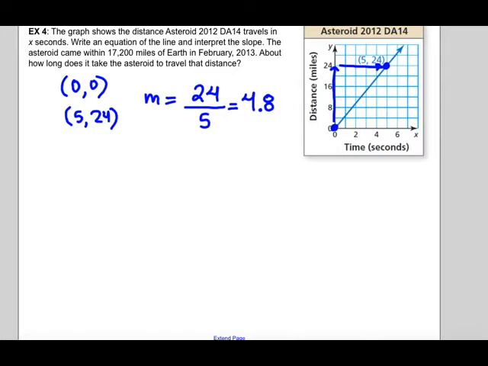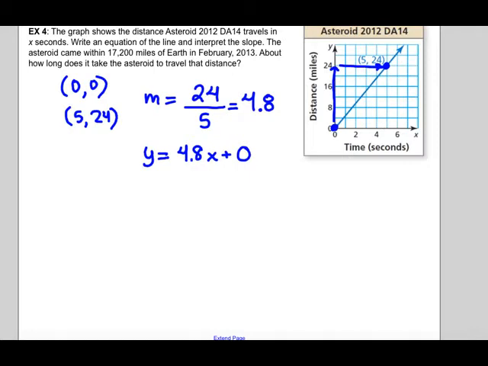So now I need to write my equation. Y equals my slope, 4.8, x, and it starts at 0, which you could put 0 in here or you do not have to. The reason it starts at a time 0 and has a distance of 0 is because nothing's happened yet. It won't always be 0, 0.